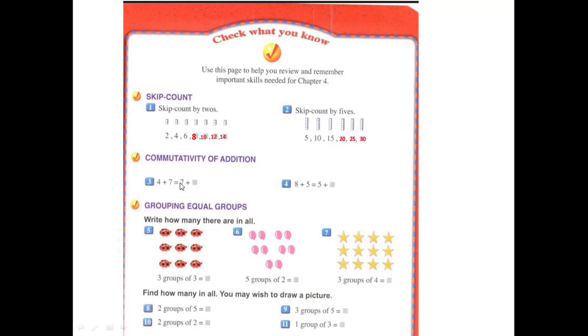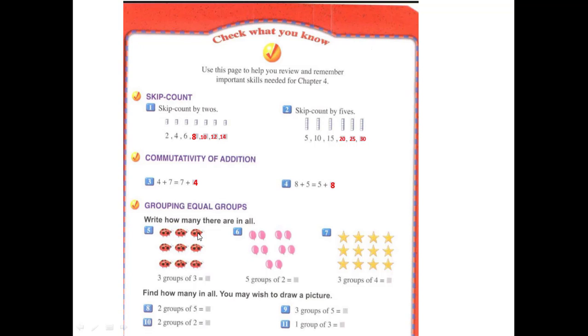4 plus 7 is equal to, because it is an equation, you should make a balance between them. 4 plus 7 is equal to 7 plus what? Which one is missing? 4 is the missing number, so I'm going to write 4. 8 plus 5 is equal to 5 plus what? Equal to 5 plus 8.